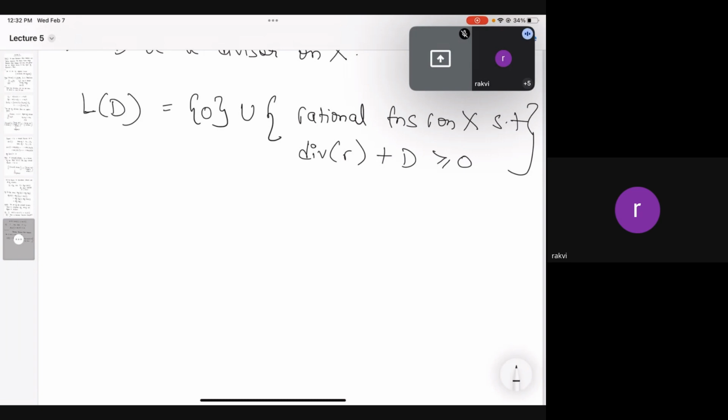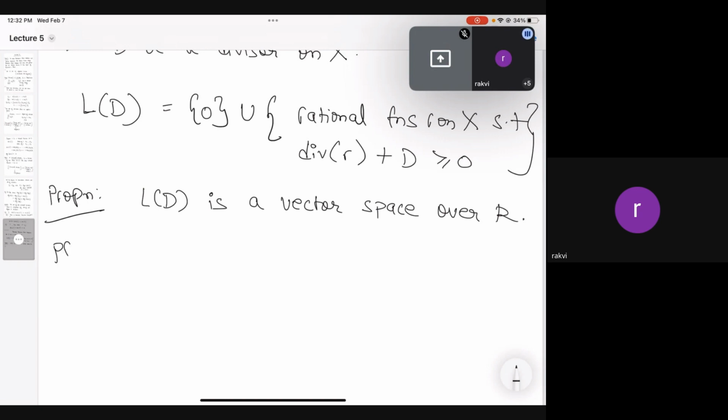Now here is a proposition. This is not just a set. In fact, L of D is a vector space over my field K, and K is the field over which I'm thinking of my curve. The proof I'll leave as an exercise. This is a nice thing to think of: how do we add and everything?